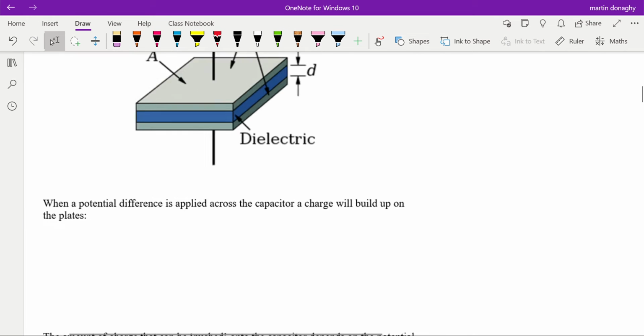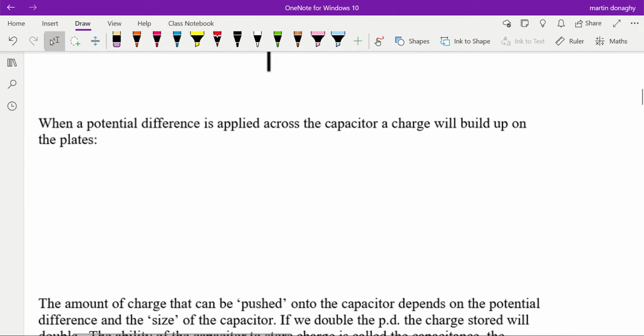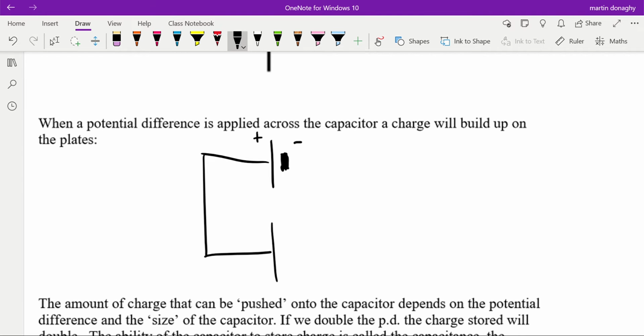Okay, so if we put a capacitor in a circuit with a power supply, so let's just have a cell here, positive side, negative side. Our symbol for a capacitor is just two parallel lines. It represents really the two metal plates. Now initially there'll be no charge in the capacitor, but this voltage, the EMF from our supply, will push current around the circuit.